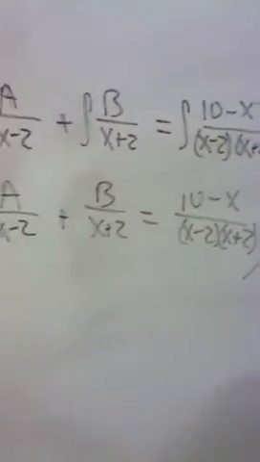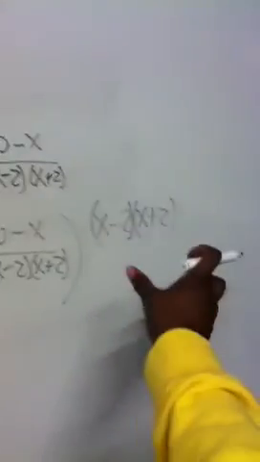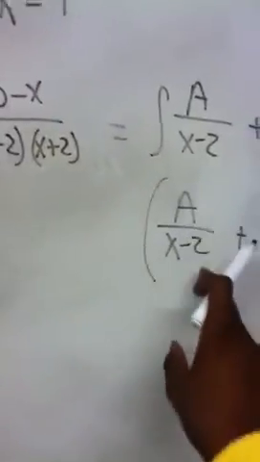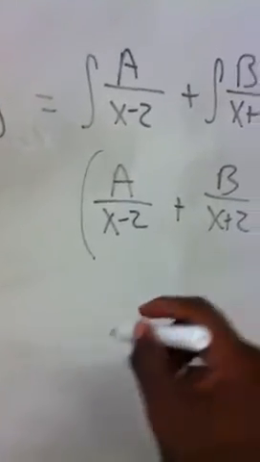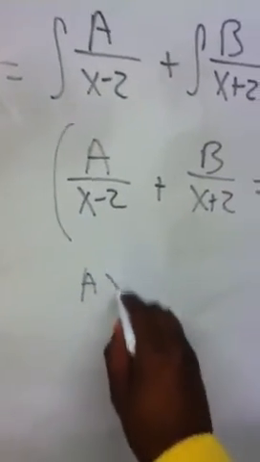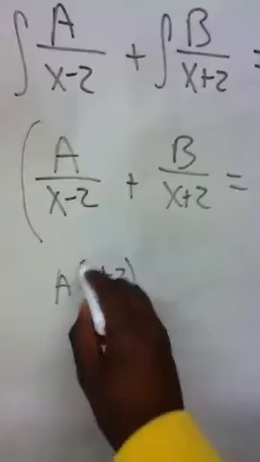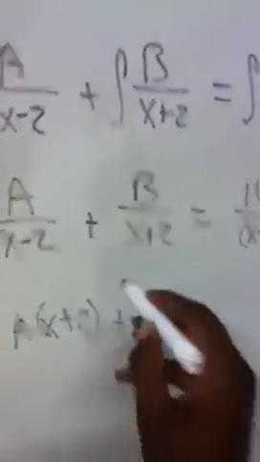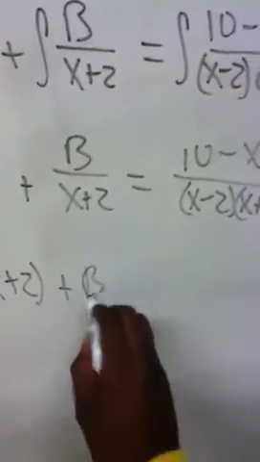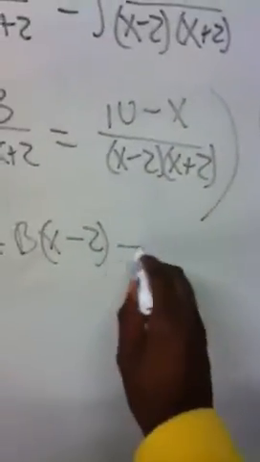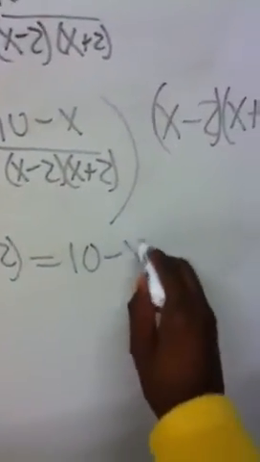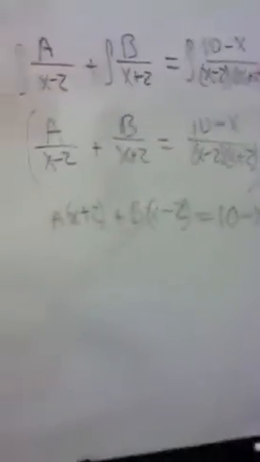When I do that, I multiply x minus 2, x plus 2 times A over x minus 2. The x minus 2 and the x minus 2 will cancel out and just leave me with A times x plus 2. Plus, the x plus 2 and the x plus 2 will cancel out and leave me with B times x minus 2. And the x minus 2 and x plus 2 will both cancel out on this one, so that'll just leave me with 10 minus x. So that's your new equation.